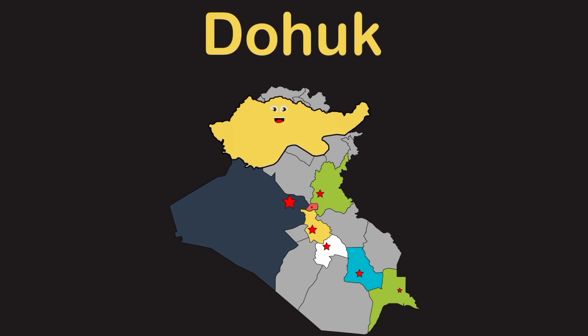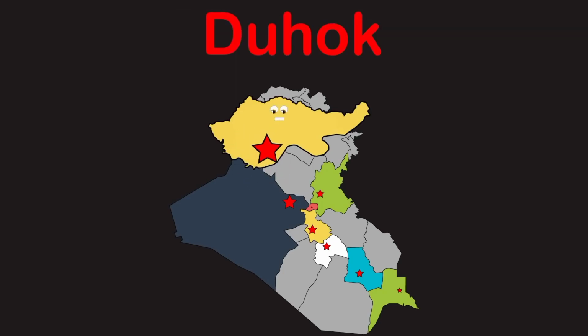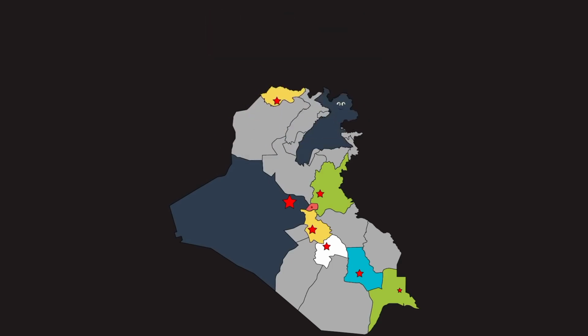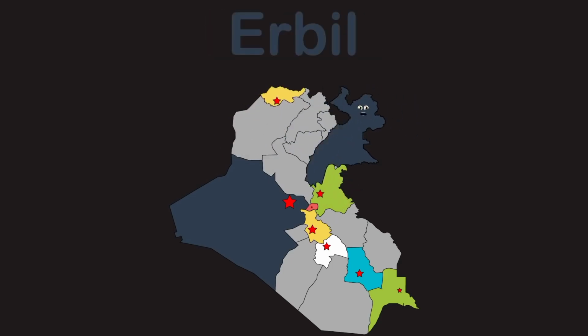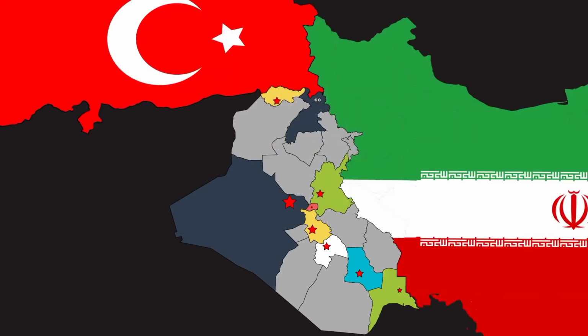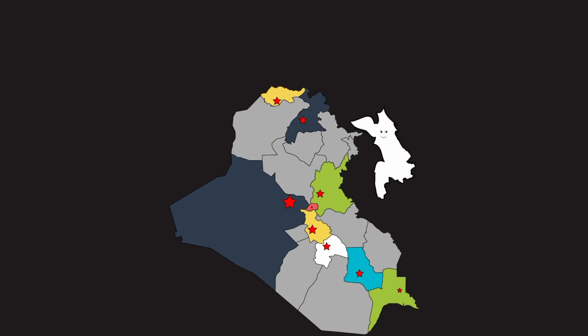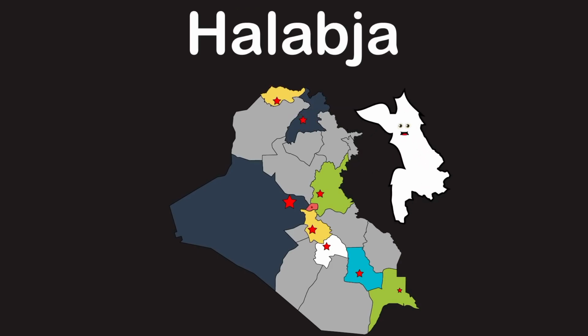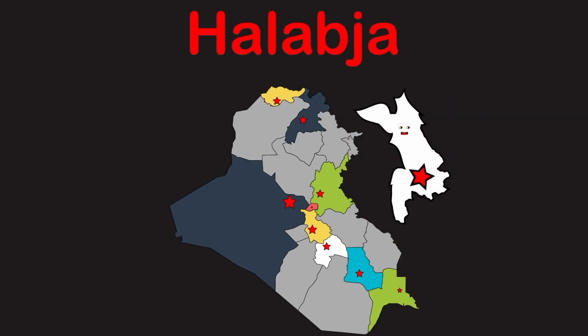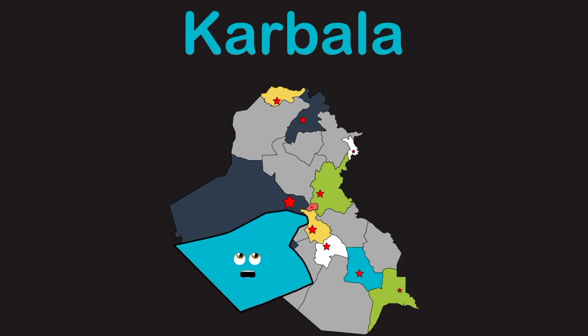I am Dohuk, a governorate you see here. My capital, Dohuk, did just appear. Erbil touches Turkey and Iran. Erbil is the name of my capital, are you a fan? I'm Halabja, I also touch Iran. Halabja is my capital, to teach you is my plan. Karbala is near the center of Iraq. My capital name is Karbala, that's a fact.